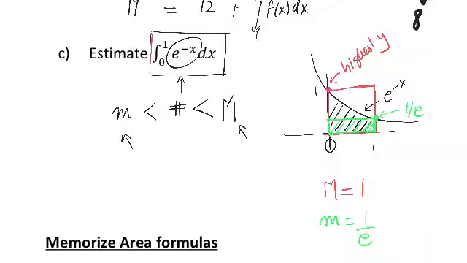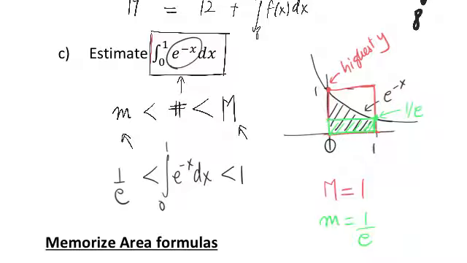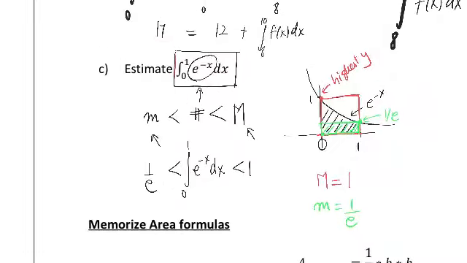So we can say that the exact area is somewhere in between. We know that the graph is neither constantly at the minimum nor constantly at the maximum. It's going between those, right? So that means that the exact area will be between 1 over e and 1. Okay, so that's a property of integrals also that we can sometimes use.